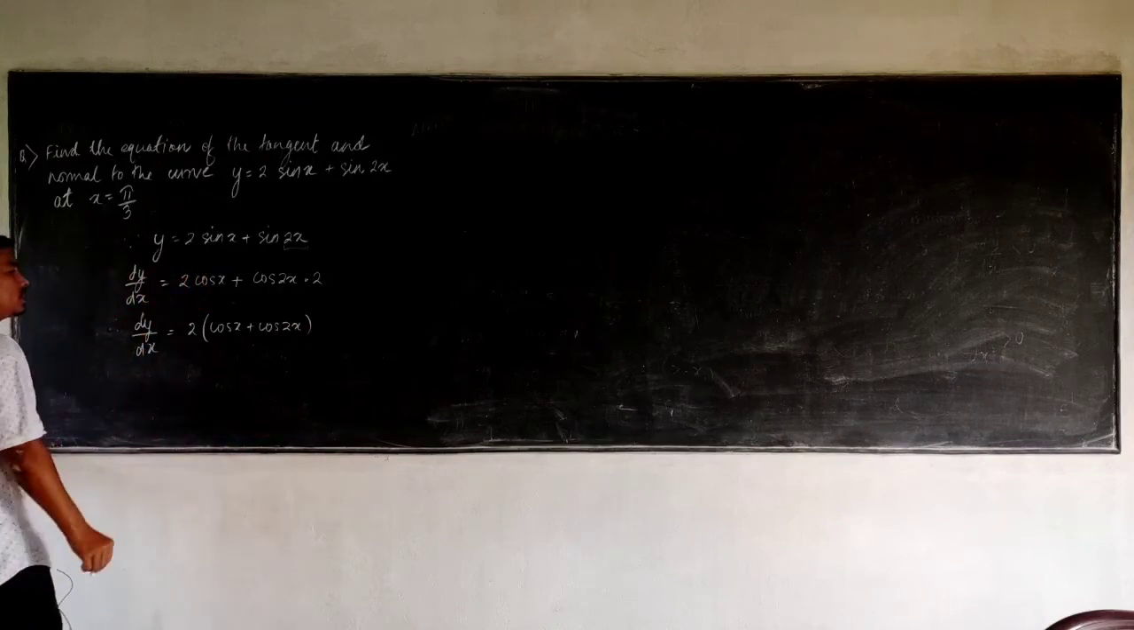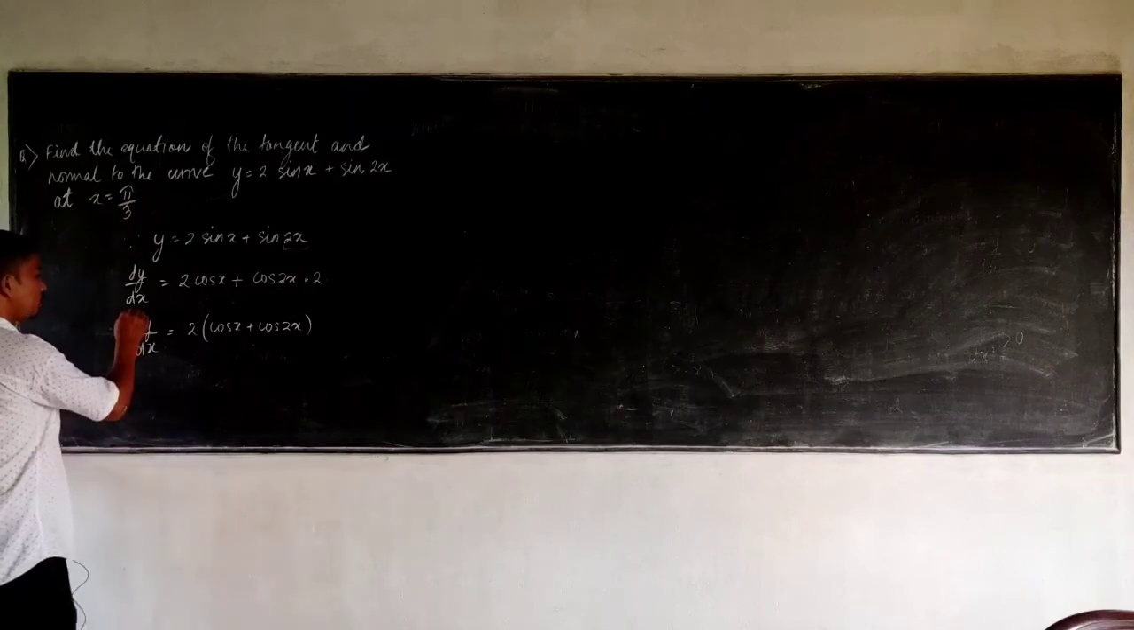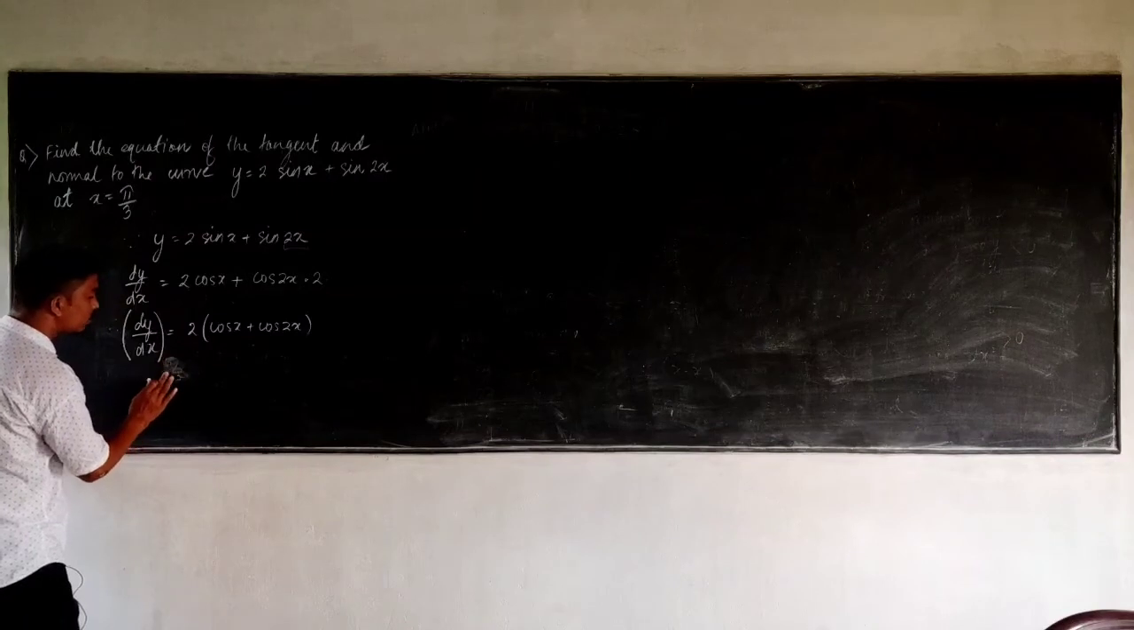Now I have to find the value of this derivative at the point pi by 3. So therefore I write the derivative at the point pi by 3. I will write this in the next step.